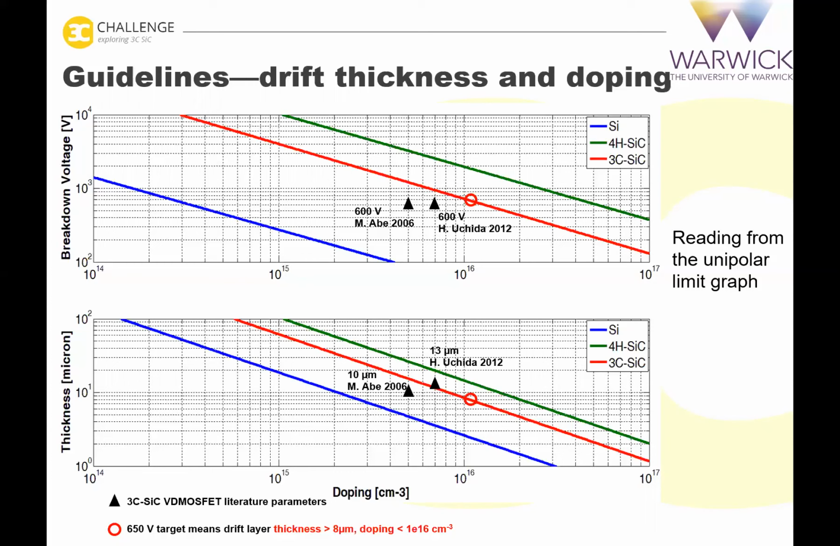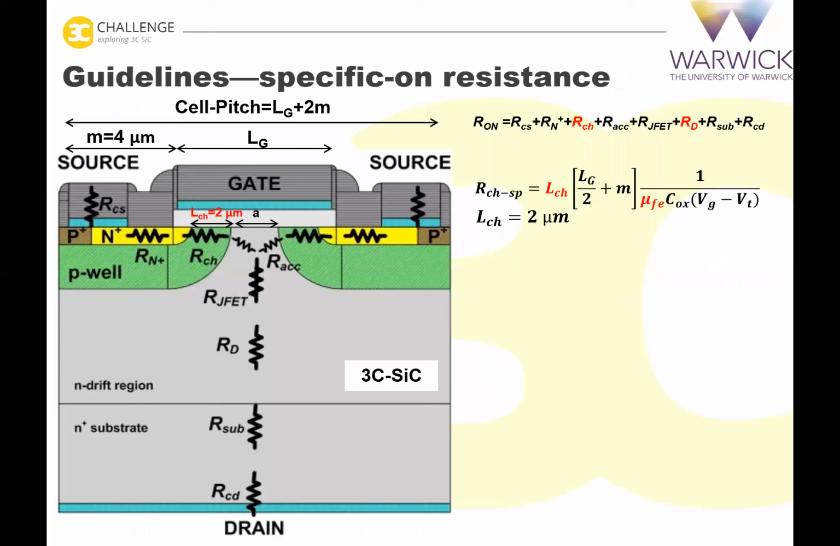And from this graph, we can see that to achieve the 650 volts target, we will need the drift layer to have a doping below 1E16 and a thickness higher than 8 micron. So these two values will provide us the device drift region resistance, which is one part of the device total resistance. Apart from the drift region, another factor which contributes significantly to the total resistance is the channel.